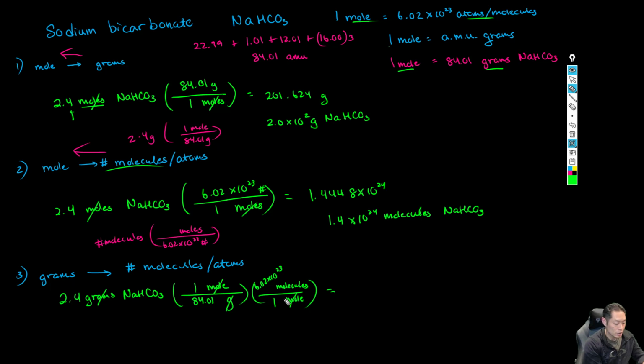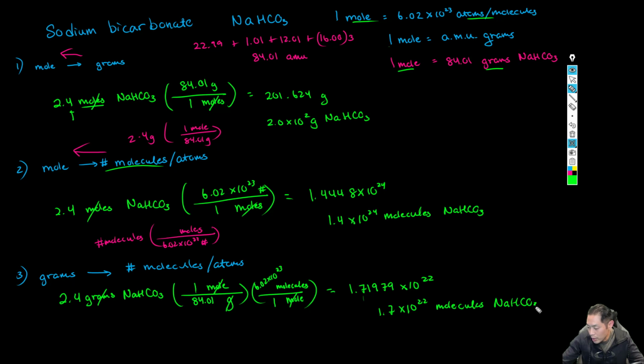So anyway, 2.4 divided by 84.01 times 6.02 EE 23. And I get 1.71979. I'm going to write all of it. Times 10 to the 22. So we start off 2 sig figs. We're going to end right here. So 1.7 times 10 to the 22 molecules of NaHCO3.